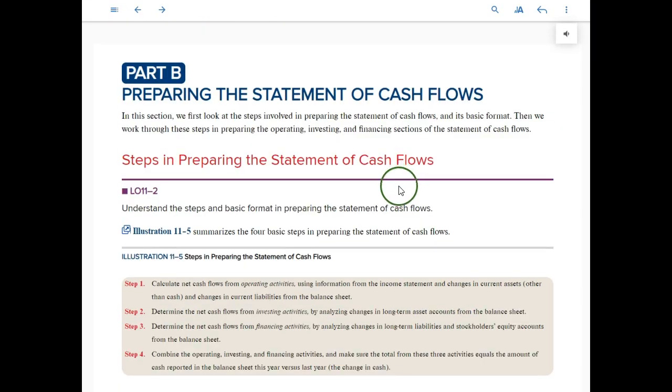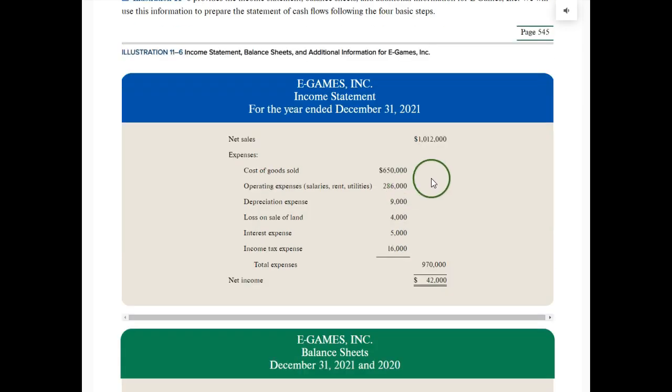This is preparing the statement of cash flows. Now, we need the income statement, so we'll come back to these numbers in the rest of the example in the next several pages. So net income $42,000, various expenses, depreciation $9,000, loss on sale of land $4,000. I point those out because those will be important in just a minute.